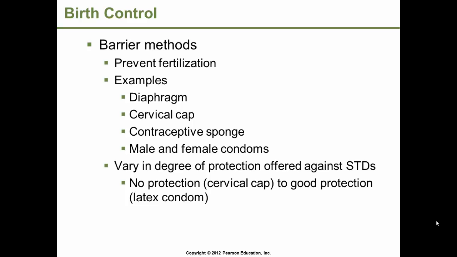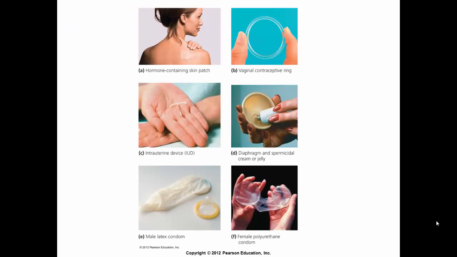Barrier methods to prevent fertilization include the diaphragm, cervical cap, contraceptive sponge, and male and female condoms. These all vary in degree of protection offered against sexually transmitted diseases, from no protection with the cervical cap to good protection with a latex condom. And this just shows an image of the various contraceptive methods.